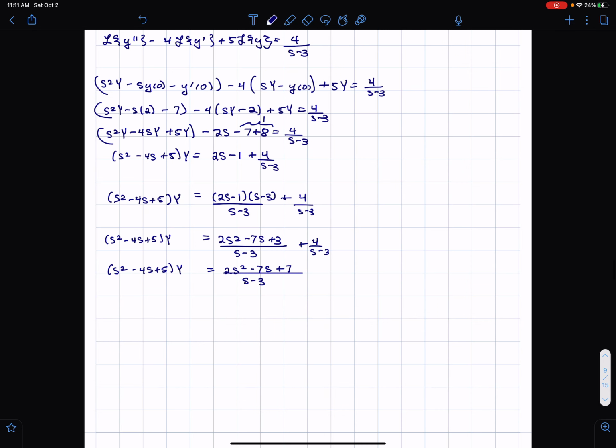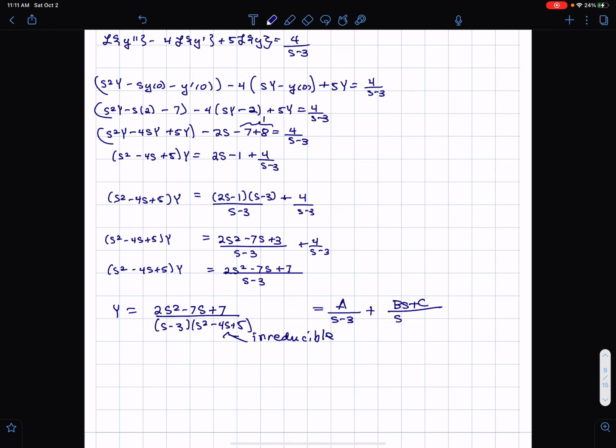All right, and so I'm going to get Y equal to (2s squared minus 7s plus 7) over (s minus 3)(s squared minus 4s plus 5). This part here is irreducible. And we're going to use partial fractions to write this as A over the linear part, s minus 3, plus Bs plus C over the nonlinear part, s squared minus 4s plus 5.